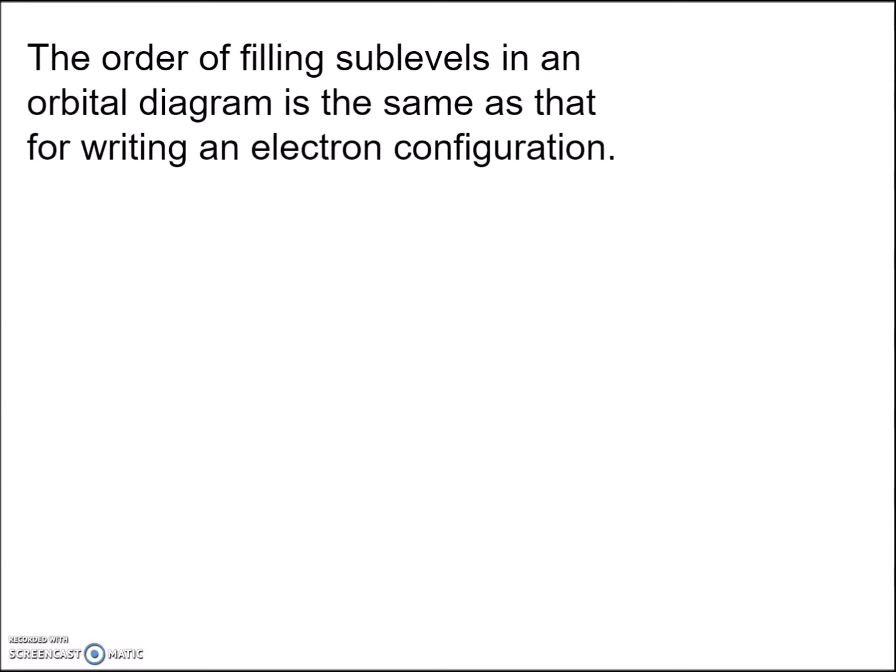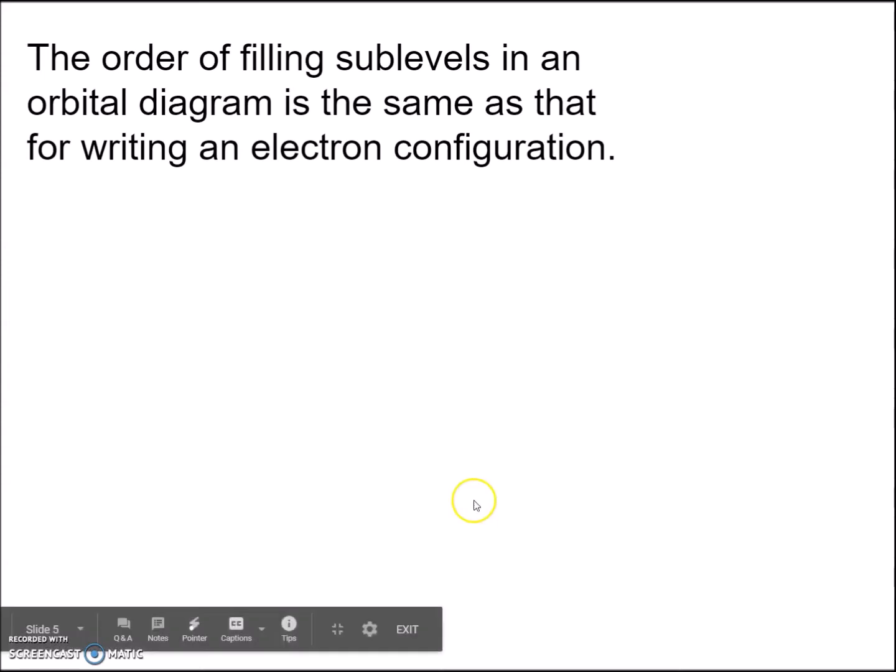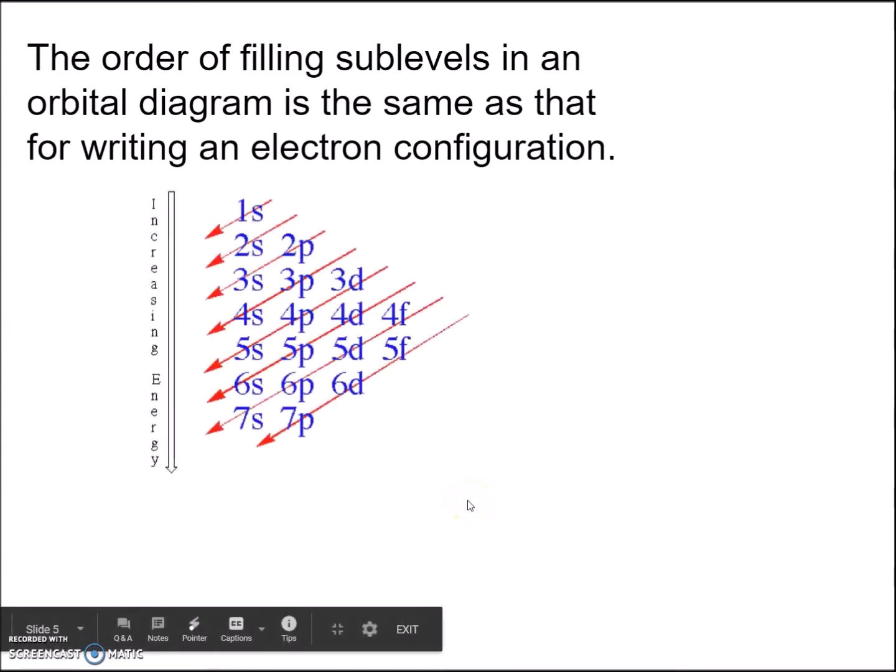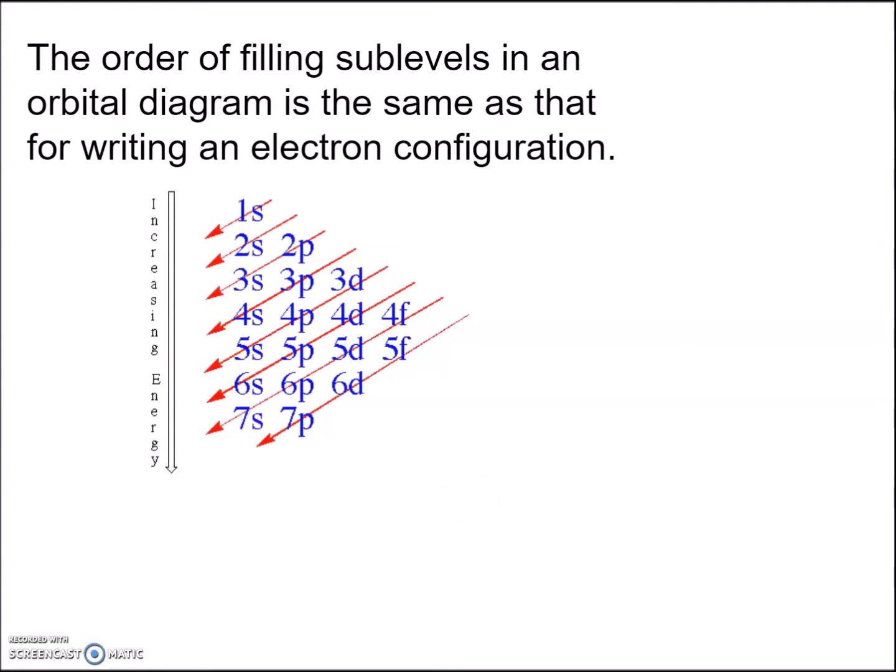Okay, here's a nice familiar rule for us. The order of filling the sublevels in an orbital diagram is exactly the same as that for writing an electron configuration. I'm sure you remember 1s, followed by 2s, followed by 2p, then 3s, 3p, 4s, 3d, 4p, 5s, 4d, 5p, and so on and so forth. I encourage you not to memorize that.